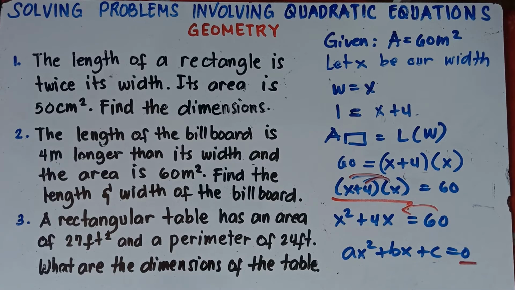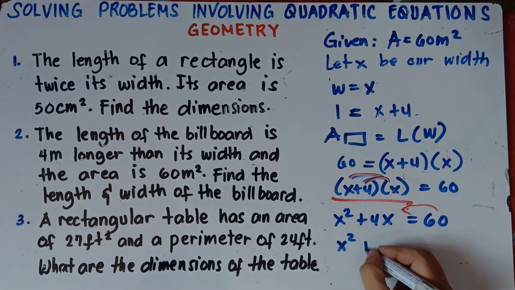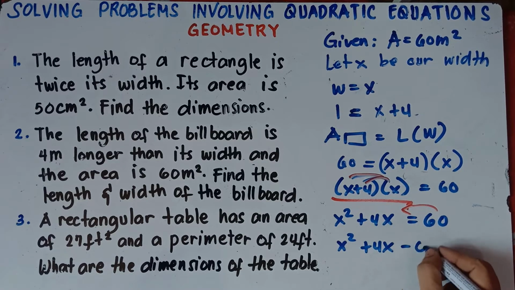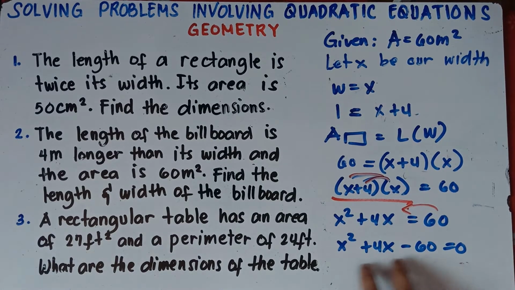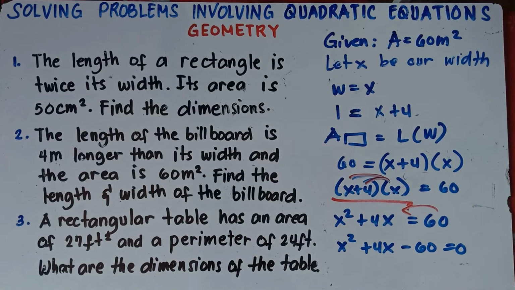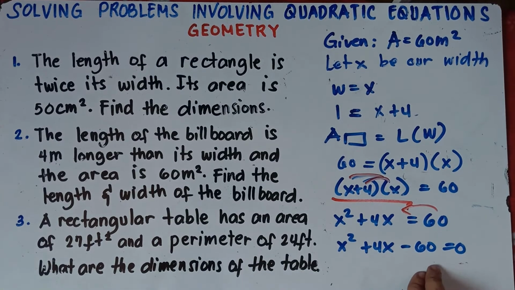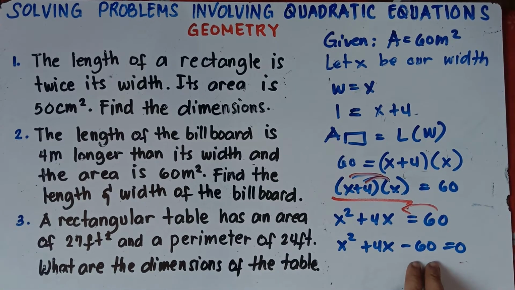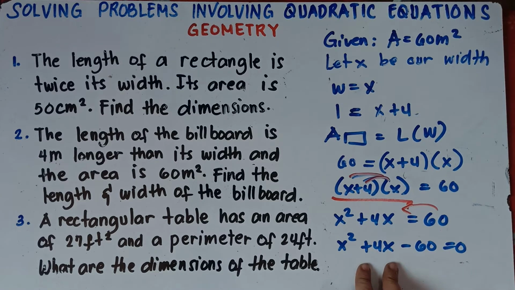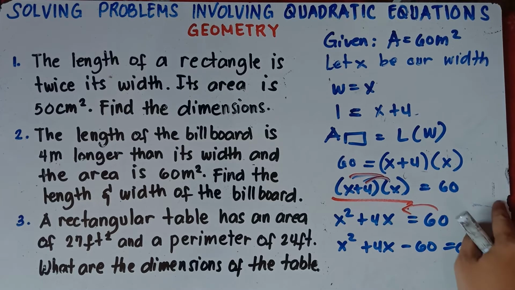Okay, negative 60. So this will be x squared plus 4x minus 60 equals 0. Alright, and then we factor this out, class. You think of two numbers that when you multiply the two numbers, you will get 60. At the same time, when you combine the two numbers, you will get positive 4. Alright, I think that's 10 and 6.